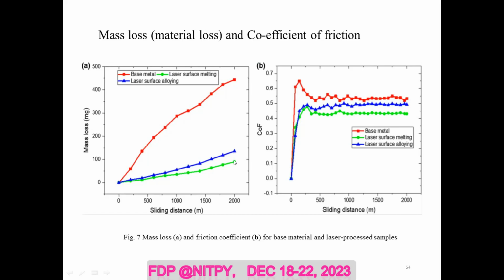At the same time, with laser surface melting, the material loss of the specimen is reduced further. It is almost 70 or 75 milligrams, which is very, very little material loss when compared with the base material. Both laser processed specimens, laser surface alloying and laser surface melting, show very little material loss compared with the base material. The coefficient of friction is reflected in the graph in the same way. The base metal shows a higher friction compared with the laser alloyed and laser melted specimens. The laser surface melted specimen shows the lowest coefficient of friction, around 0.42.